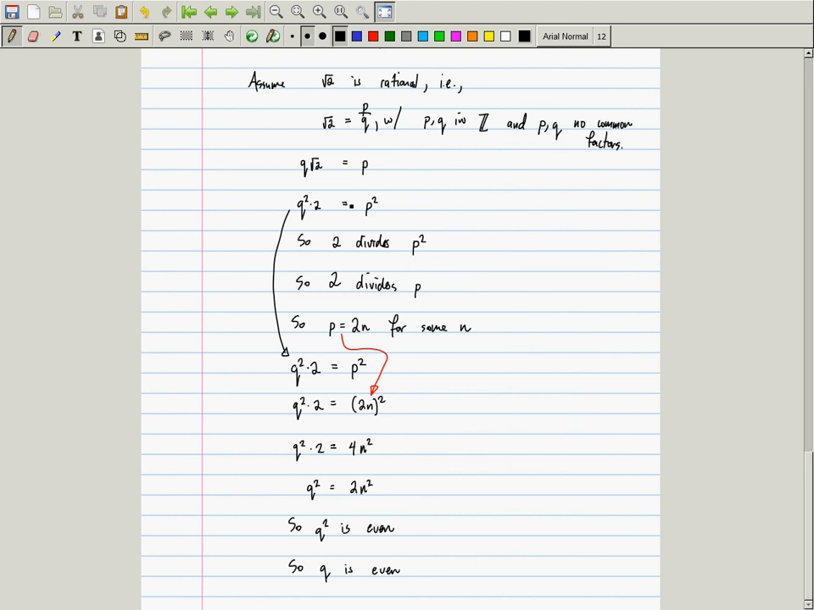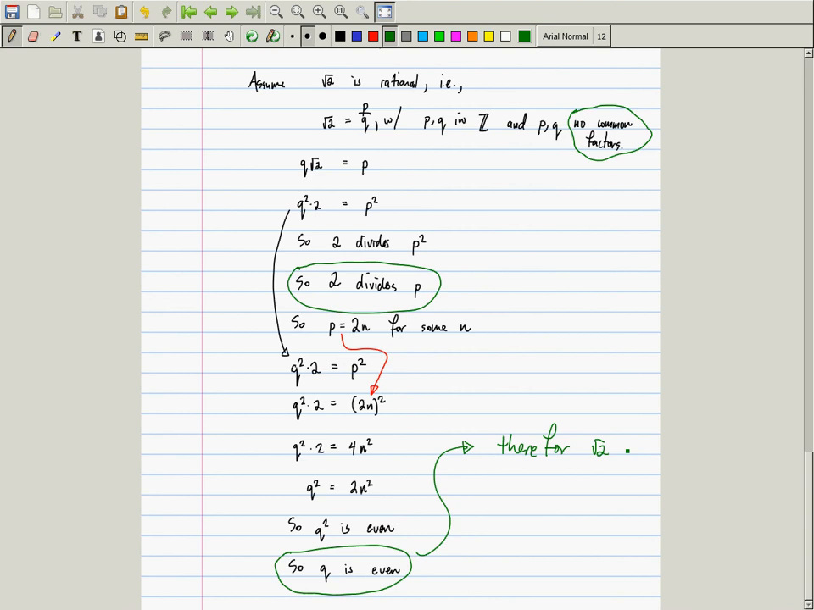Okay, so the bottom line is that these three things, the fact that there's no common factors, p is even, q is even, these tell you that, therefore, the square root of 2 is not rational.